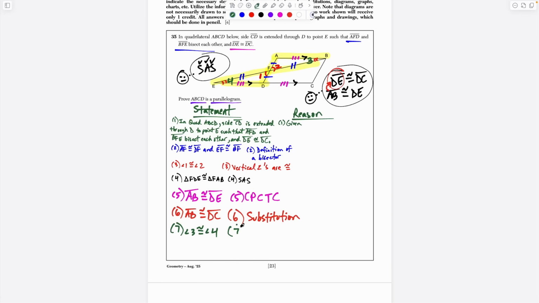And the reason for this is they are part of the congruent triangles. See the triangles highlighted in yellow? We're still going to say CPCTC for this. Okay, corresponding parts of congruent triangles are congruent.